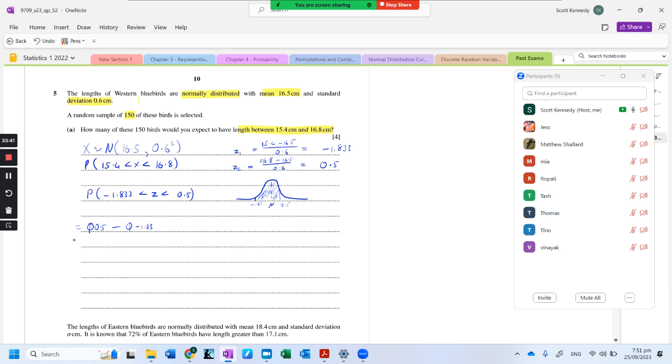But of course there's a problem, because on your Z chart you actually don't have a negative value. So what are we going to do with that negative value there? What are we going to do with phi negative 1.83 recurring?